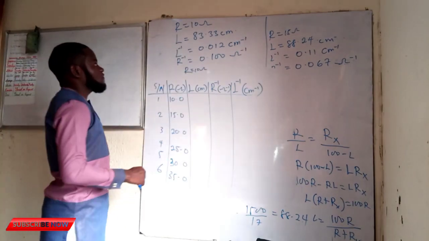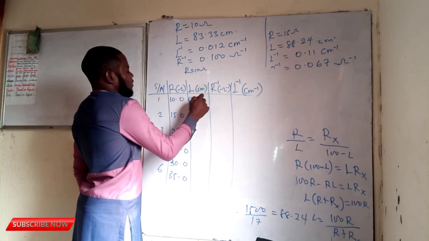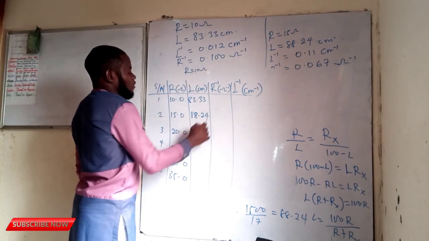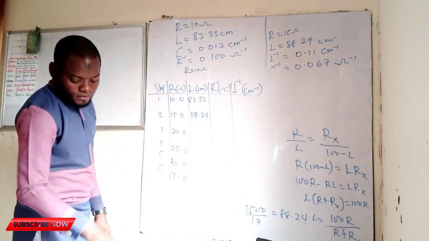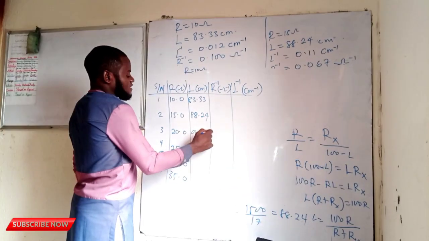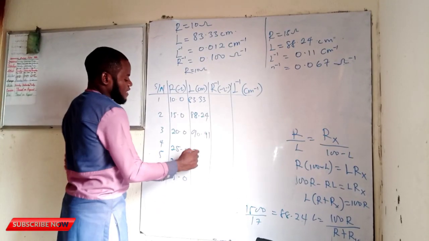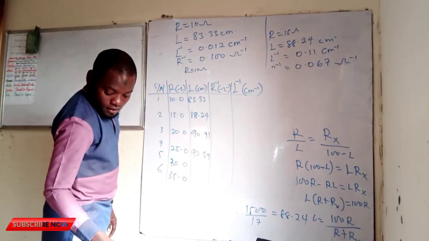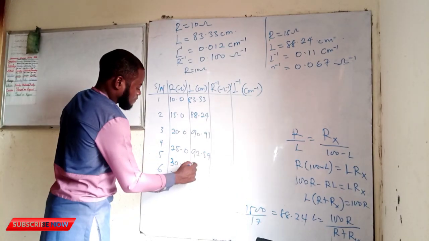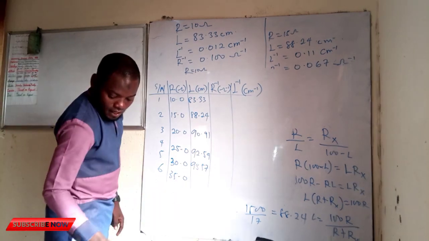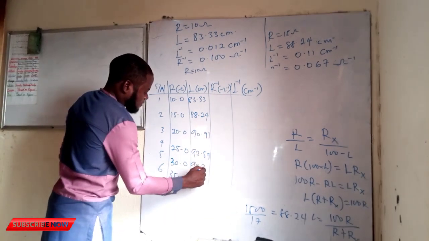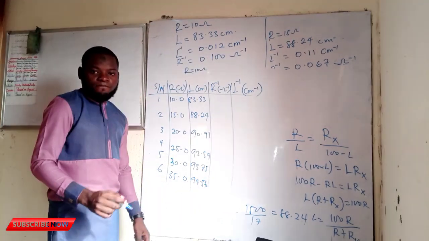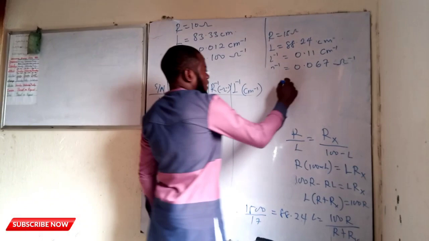Now, what is the corresponding value of L? This is 83.33. And the next one is 88.24. And what's the next one? Okay, I have 90.91. And the next one, I have 92.59. And the next one, I have 93.57. Okay, 93.75 rather. And the next one, I have 94.56.